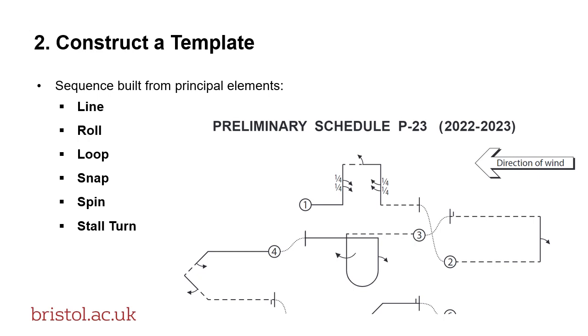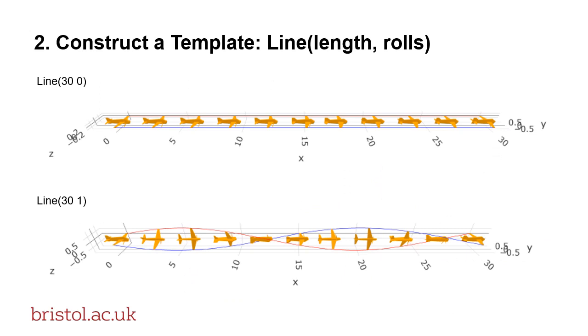I'll talk a bit more about the loop and line principal elements here, as they're the most common ones. This is the line element. We can specify the length of the line and the number of rolls to perform during it. All the principal elements have some kind of scaling parameter. We've defined lots of functions that allow them to be scaled manually or based on measurements of the flight data and so on. Setting rolls on the line superimposes a body frame X rotation on top of it, so it means we can cover the roll element at the same time.